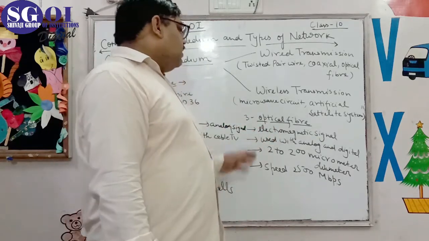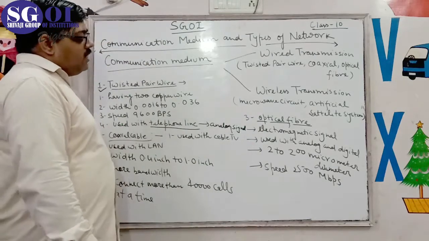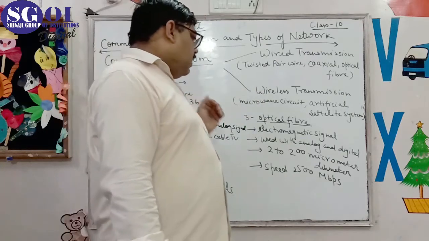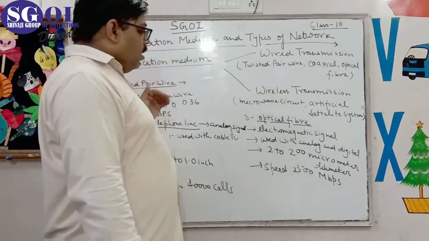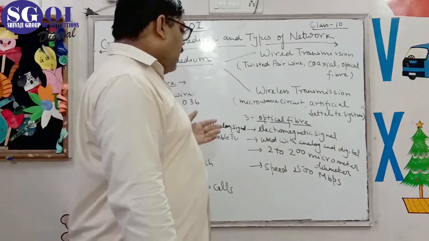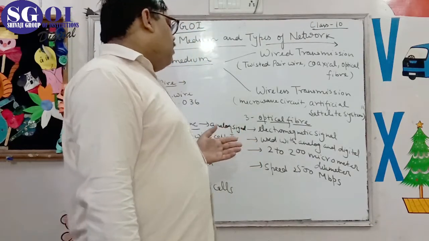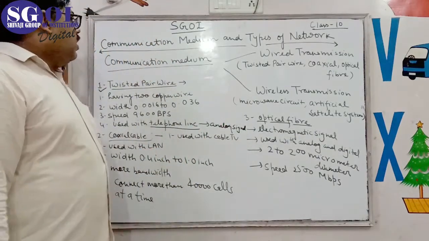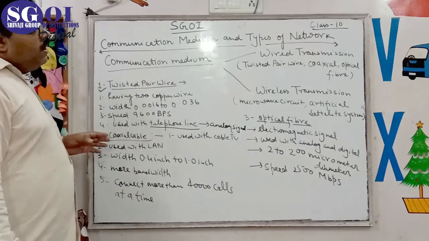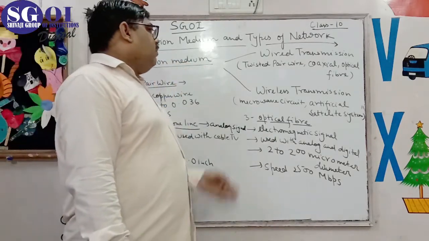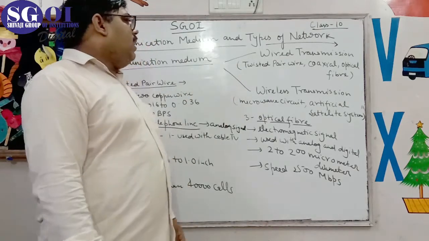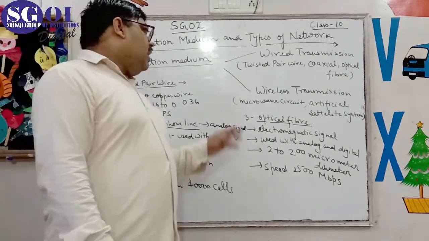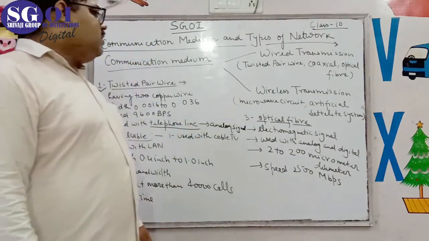There is a phenomenon of total internal reflection, and you know the property of light: it always moves in a straight line, so we receive the whole data. There is no data loss, and the speed is 2500 Mbps, which is more than twisted pair wire and coaxial cable. So now we understand the communication medium and wired transmission, which is twisted pair wire, coaxial cable and fiber optics. In the next class we will understand wireless transmission, that is, microwave circuit and artificial satellite system.